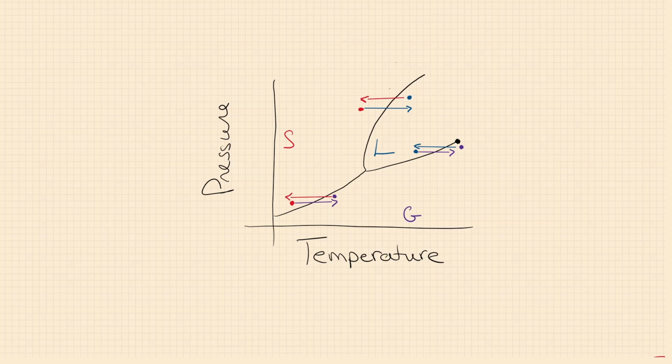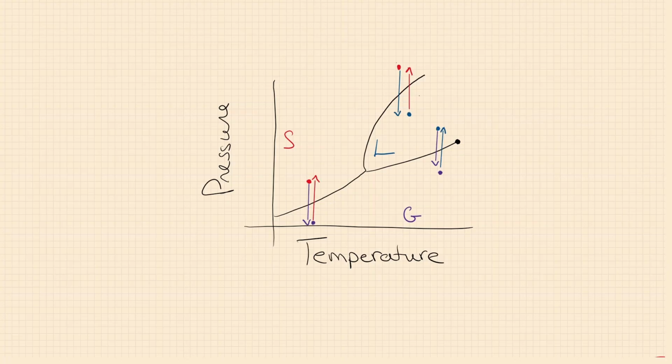And we're not limited to changing temperature. We can achieve the same changes by increasing or decreasing the pressure instead. That is, instead of moving left to right, by moving up and down. When these transitions happen at 1 atmosphere, we call them normal. They are normally what we experience in our day-to-day.